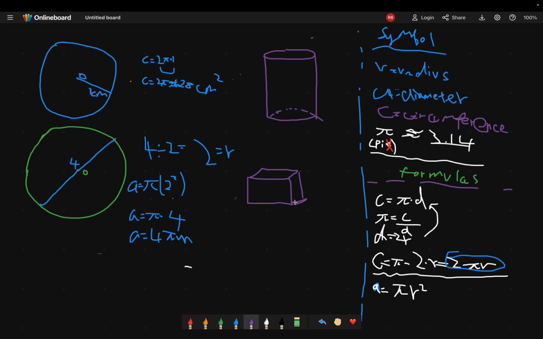Same thing with a cylinder, but just a note here. I'm not going to write any more symbols or formulas. You're going to have to pay really close attention. I'm not going to write anymore.